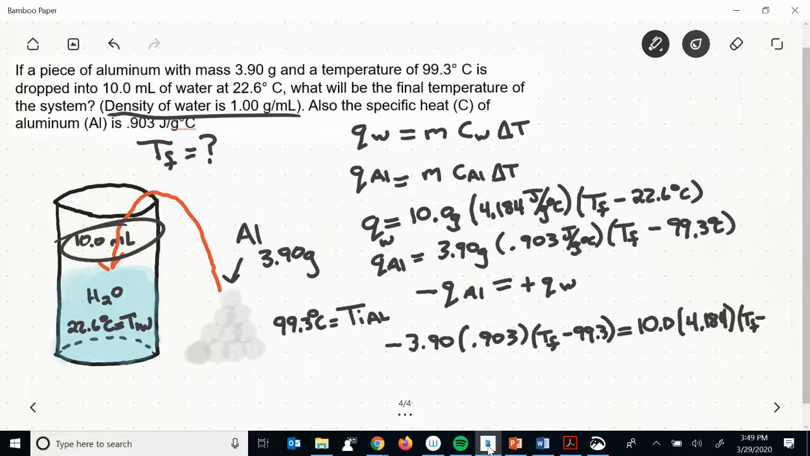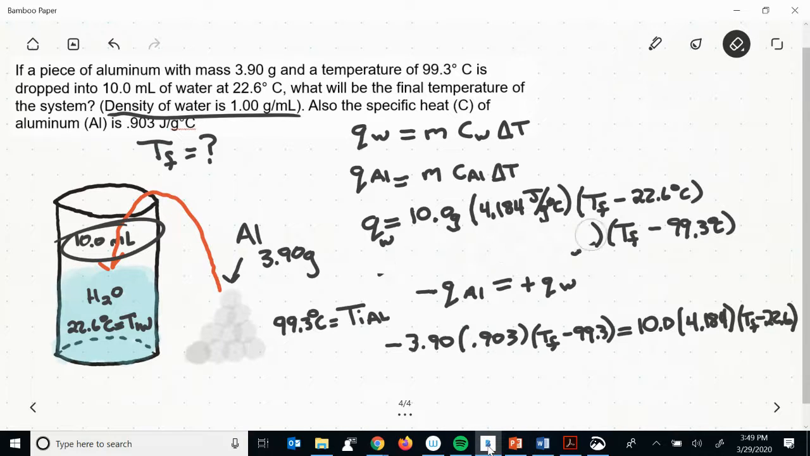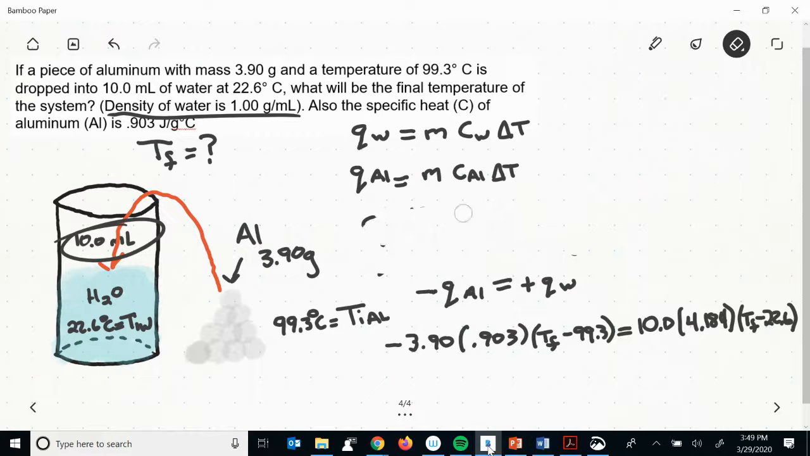minus 22.6). All right, I'm really out of space, so forgive me, I'm going to go back and erase a few things so I can have some room to work this out. It really just becomes an algebra problem though now. All I have to do is solve the setup that I just put up there.